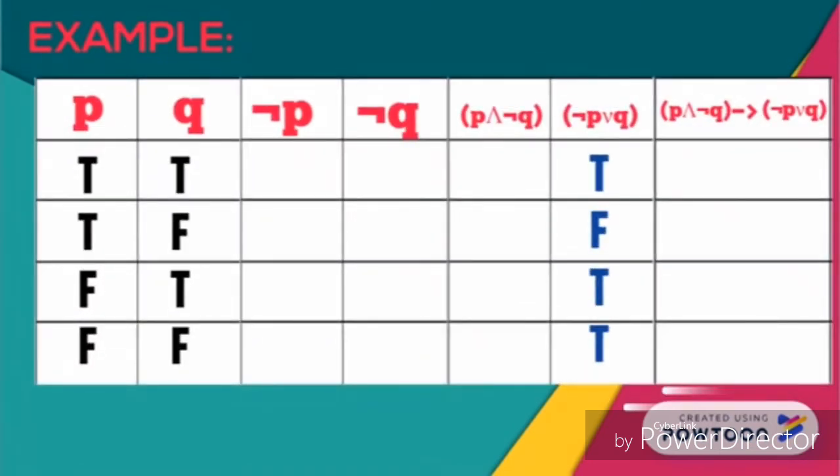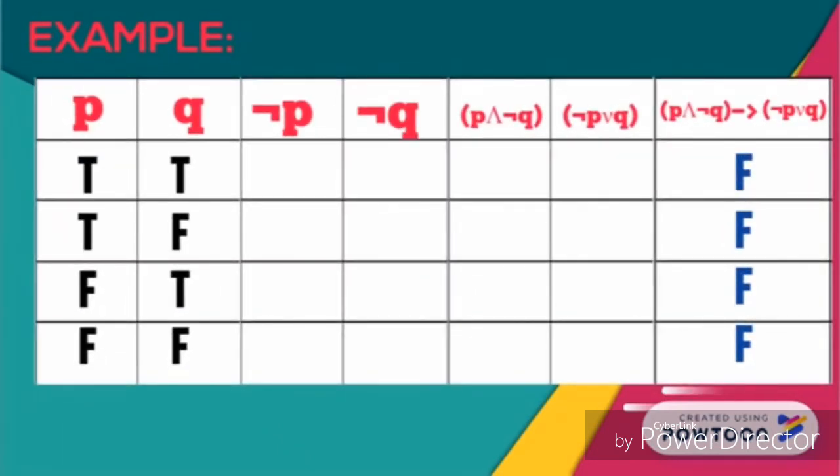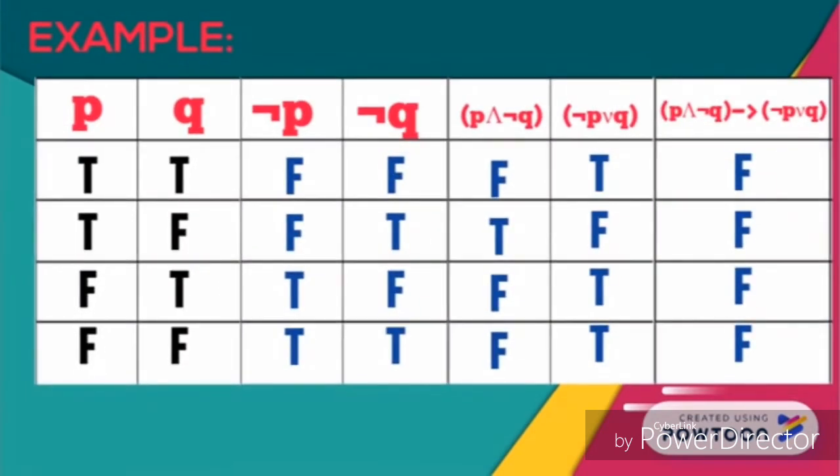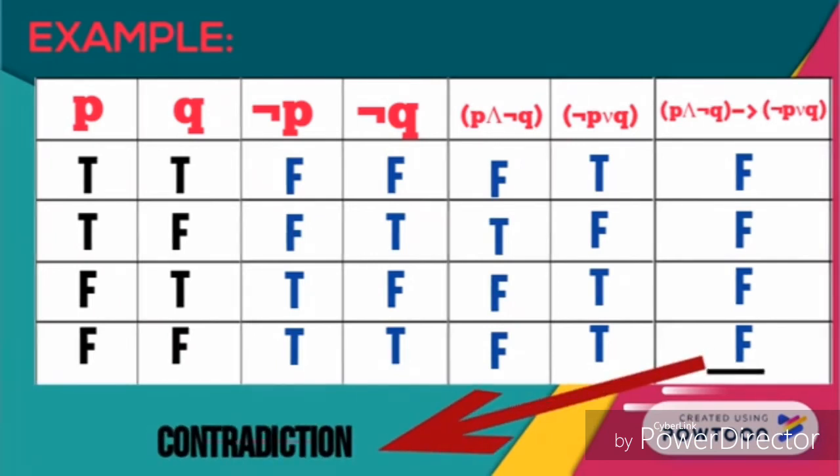Not P or Q is disjunction. Therefore, the second row of not P or Q will become false and the rest will become true. If P and not Q, then not P or Q is biconditional. Therefore, all of the results will become false. Since the truth value for the compound statement is always false, therefore it is a contradiction.